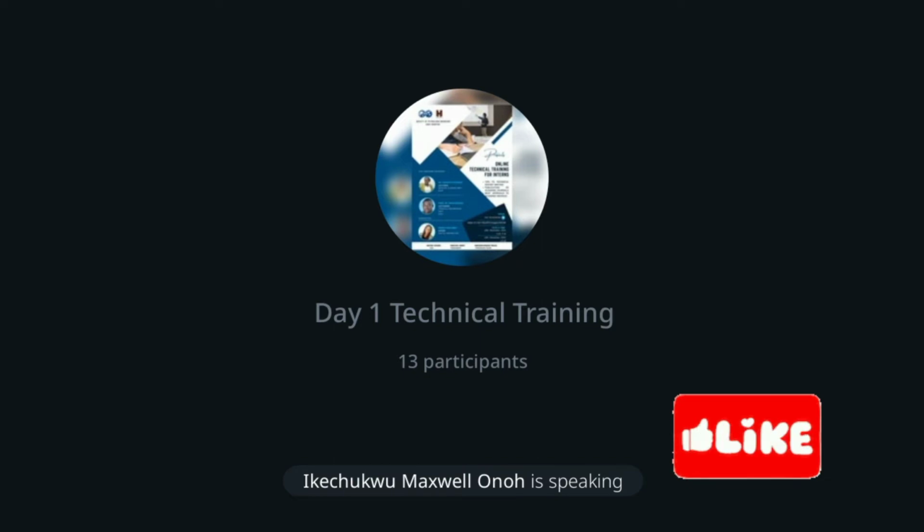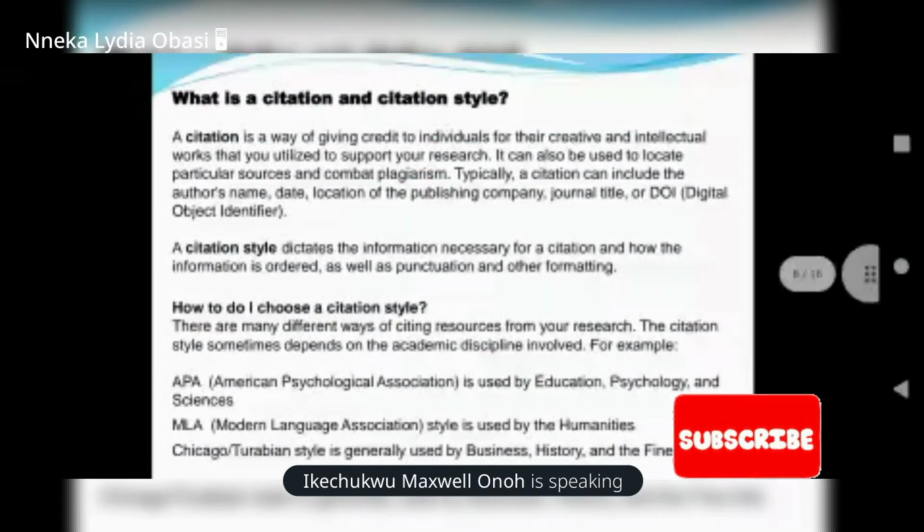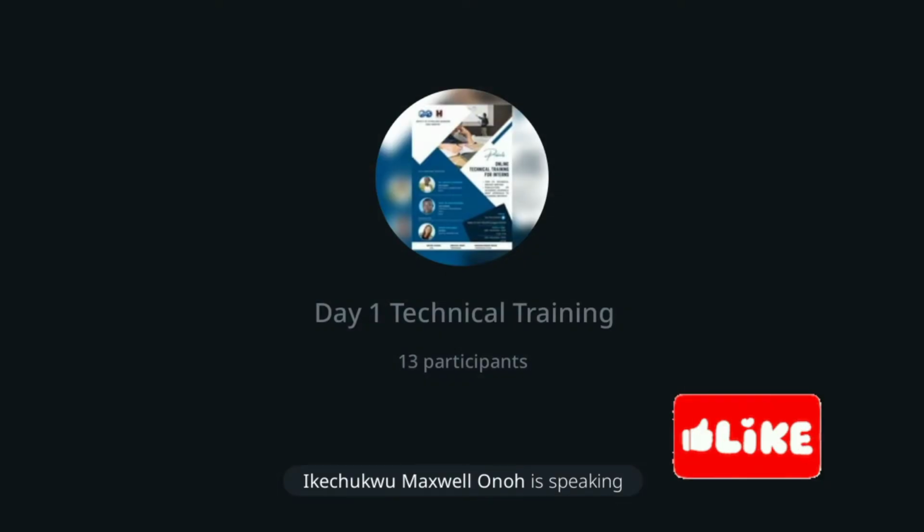So typically, a citation can include the author's name, date, location of the publishing company, journal title, or DOI, which is the digital object identifier. A citation style details the information necessary for a citation and how the information is ordered, as well as punctuation and other formatting. So how do we choose our citation style?